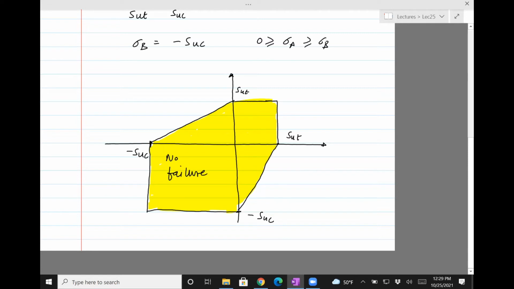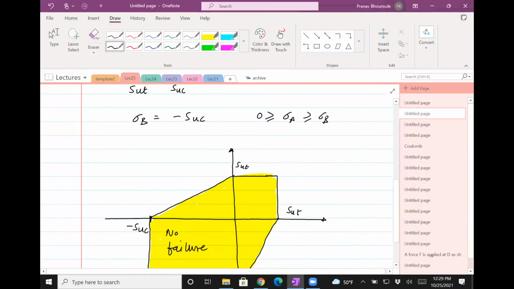Anything outside that will be a failure. Okay, so now let's see how both these theories compare with actual experimental data. The way the experiments are done is you take a test specimen and load it in tension first, and then you keep increasing the stress till it fails. You do the same thing with compression, and then again measure when it fails.